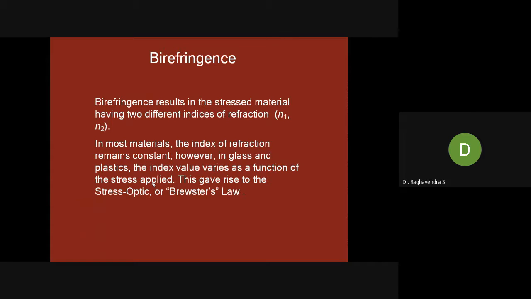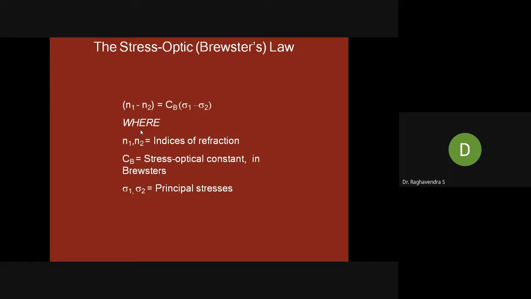What is the property? Birefringence property. If you load it, it shows two indices of refraction. When you stress that material, it behaves differently. When you release it, it behaves differently again. So based on the stress optic law or Brewster law, you're going to find exactly the stress in that particular material. So this is the core. This is how we're going to find out the stress.